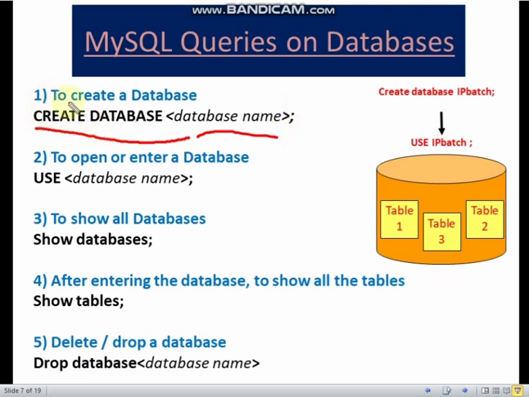Always remember, these are the keywords. Create database is a keyword, so if you make a spelling mistake with this, then the query won't run. And the database name you have to mention. Don't write the angular brackets while writing the database name. I've given one example of how to create a database. See, create database, then a space, and then write the name of the database which you want to create. I want to create a database IP batch, so the name of the database is IP batch, and I've given a semicolon. In this way you can create a database.